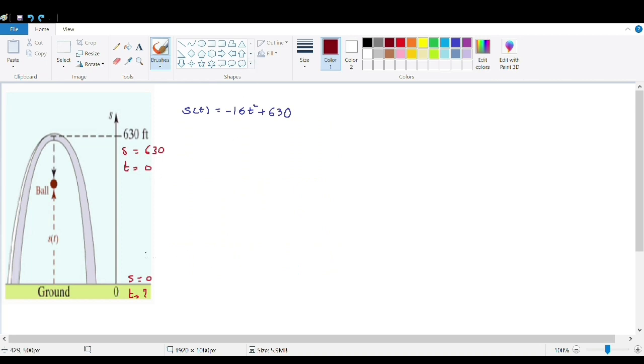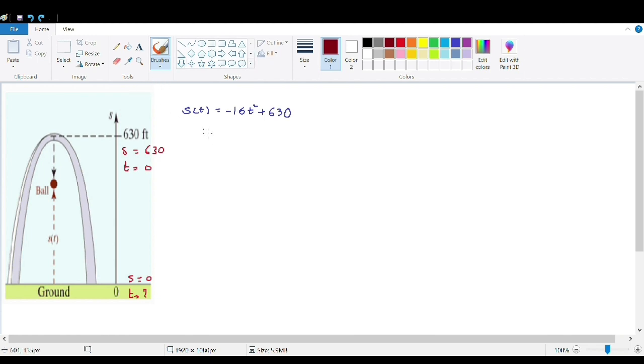So here we have a sketch of the question. It says that S(t) represents the distance between the starting point and the end point, which is minus 16t squared plus 630. So at the top here we have the distance is 630 and the time is equal to 0. But when the ball hits the ground, we know that S is equal to 0, but the time is missing.